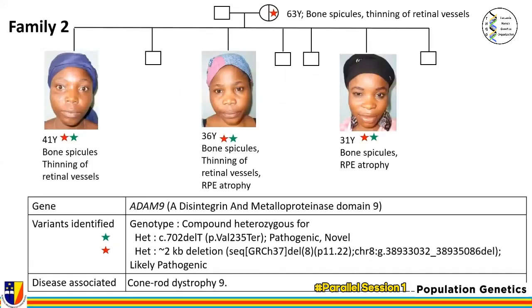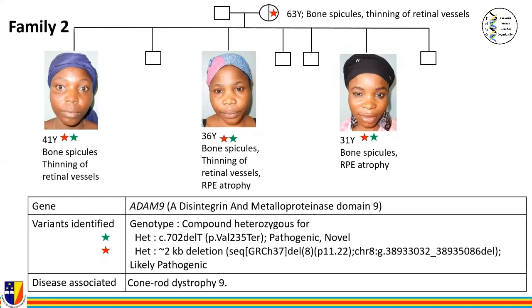In the second family, the mother and 3 daughters were affected. The clinical whole genome sequencing identified 2 novel mutations in the ADAM9 gene for the 3 girls, including a stop mutation marked with a red asterisk, classified as pathogenic, and a small intragenic deletion marked with a green asterisk, which is classified as likely pathogenic.